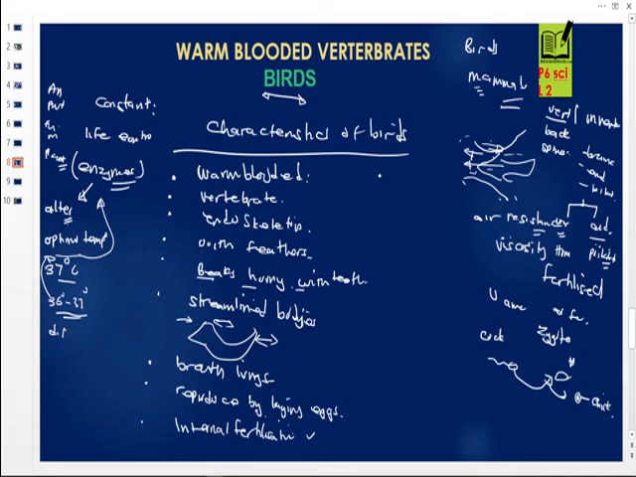They have two pairs of limbs, and their four limbs are modified into wings, what could be called hands. So what do they use them to do? To fly. Then they have two legs and two wings. So what could be the four hands? They are just modified into wings.